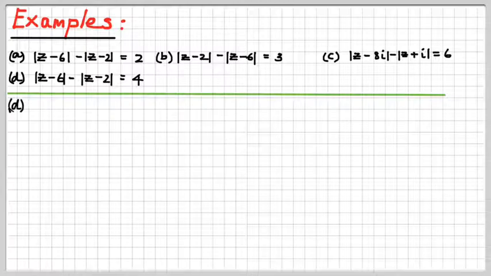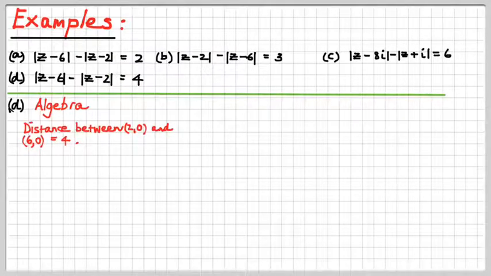Now, here's the last one. I'm desperately sorry to tell you we're going to go algebraic here. Because we're expecting a straight line, aren't we? Look, this is the further one. It's further from here than it is from here. So we're expecting a straight line emanating from 2 to the left. That's what we're expecting. Now let's see if we actually get that with algebra.